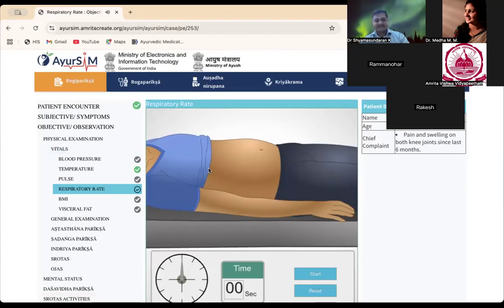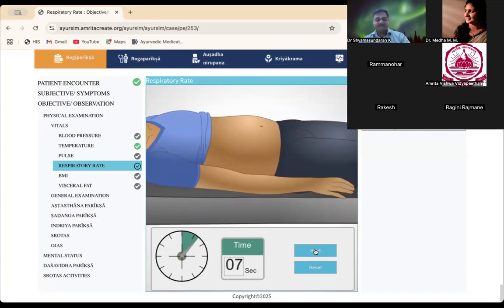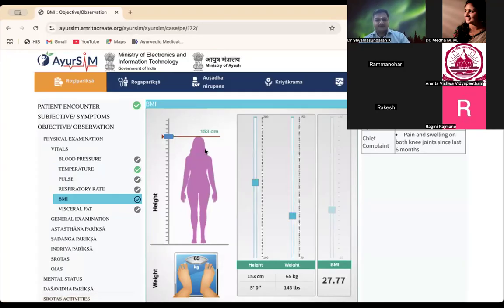The respiratory rate. Once you start, there is a small clock which will tell you the time in seconds. After the whole thing, you can look at how many times you have counted. Again, the BMI. Based on the height and weight, you can adjust these.